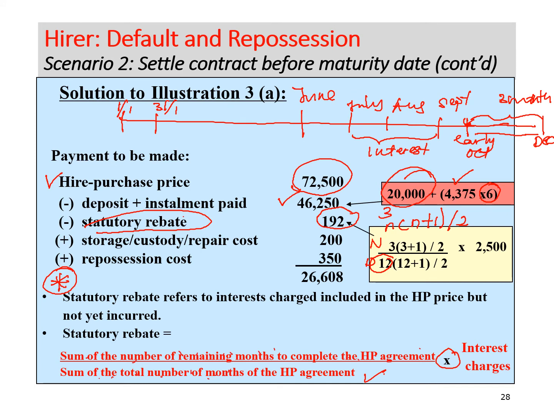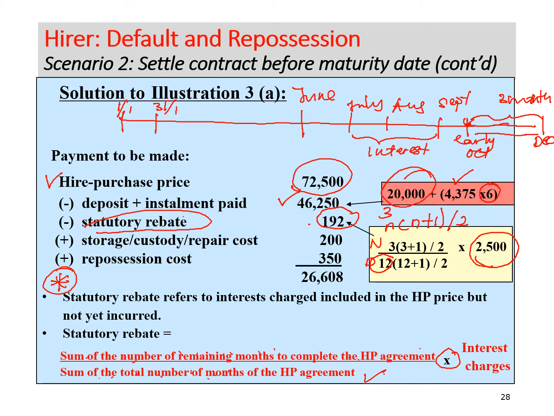So we have computed the total interest is actually 2,500. If you use your calculator and multiply the amount over here, you will get the statutory rebate of 192. So this is the interest that is included in the hire purchase price, but not yet incurred. Since it has not yet incurred, the hirer, which is Schlick Berhad, does not have to bear this interest expense. So you regard this as the statutory rebate.